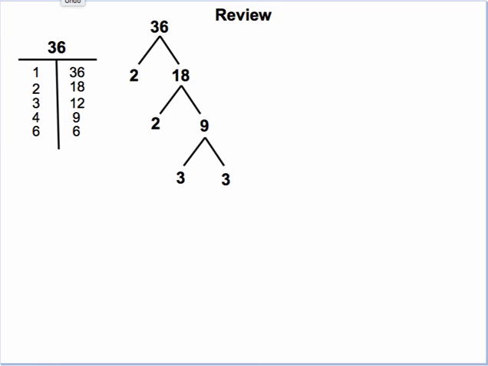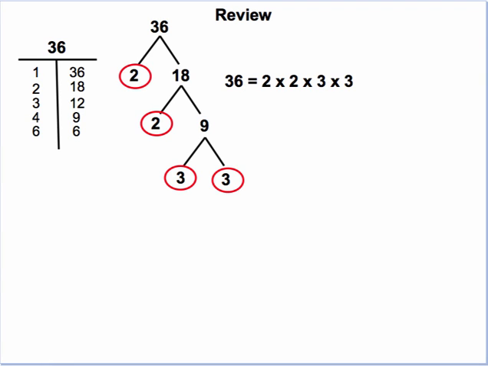Welcome back. Check your factor tree against mine. The next thing we need to do is always circle your prime numbers so that you know you've gotten all the way to the end, and then write it out as a big multiplication problem. So, prime factorization of 36 is 2 times 2 times 3 times 3.